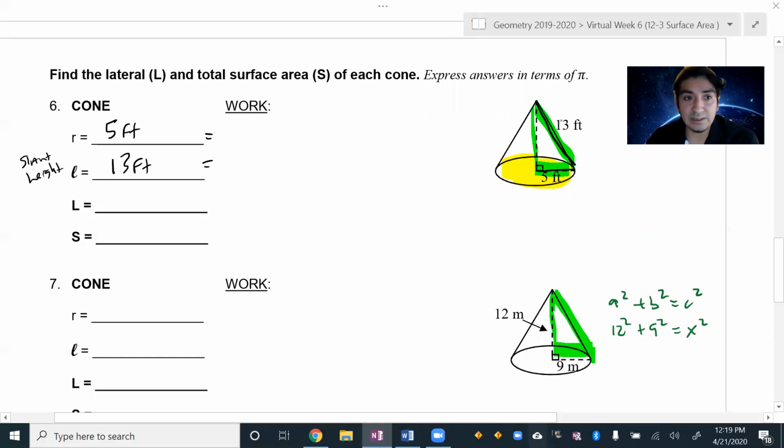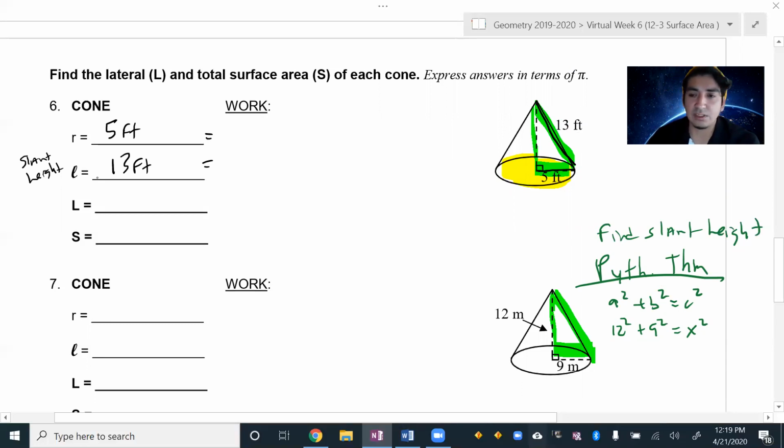But in this case, for number 6, it gave us what its slant height was. So remember, you have to use the Pythagorean theorem to find the slant height. Okay, that's the biggest key thing.